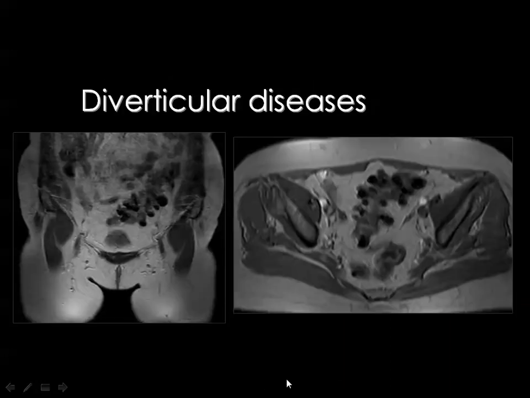Also by MRI, and you know that air is black in T1 and T2 weighted images because of the absence of hydrogen protons, you see multiple air-filled pockets along the wall of the sigmoid colon, and here in the coronal image as well, diagnostic of diverticular disease.